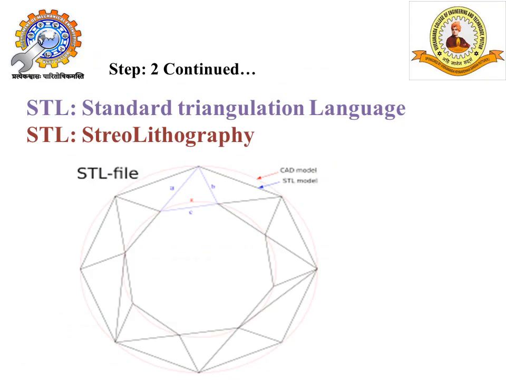Step 2, continued. Here, standard triangulation language, or it can also be said as stereolithography, STL file format is given in the diagram. You can find here a cylindrical part that has been converted into STL file format. You could find the inside circle and outside circle in red color.